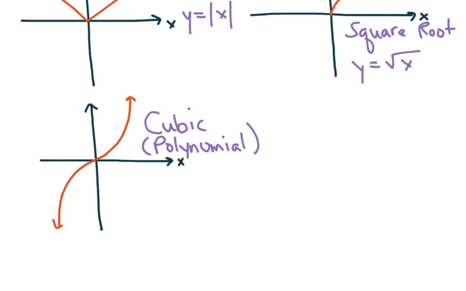So when x is squared, it's quadratic. When x is cubed, we call it cubic. Any other exponent bigger than that, we don't have a name for it. So if you have y equals x to the 4th, we just call it a 4th degree polynomial. Or if it's x to the 5th, we call it a 5th degree polynomial.